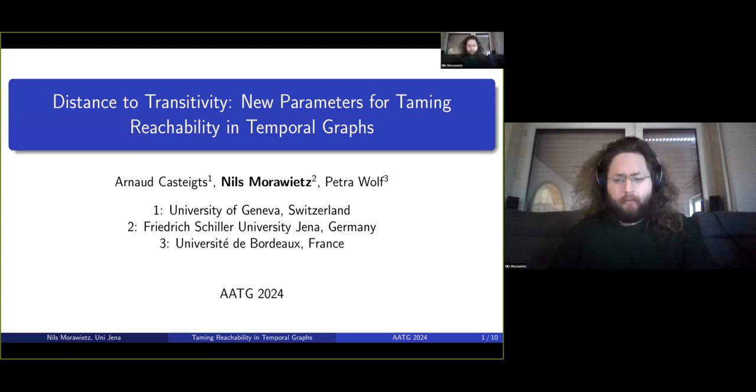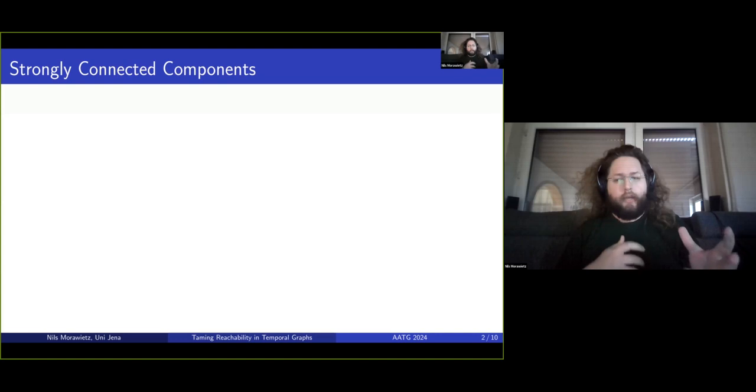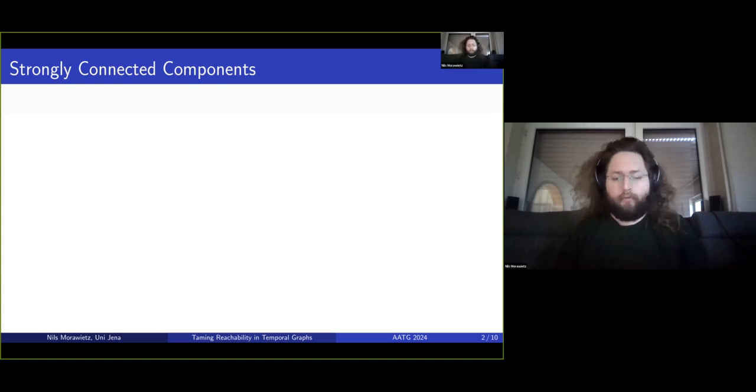And as in most temporal graph problems, what do we like to do? What have we heard today already on several occasions? We like to analyze problems that are easy on static graphs and analyze them on temporal graphs and look at how the difficulty or the complexity changes. So what we looked into is connected components in temporal graphs.